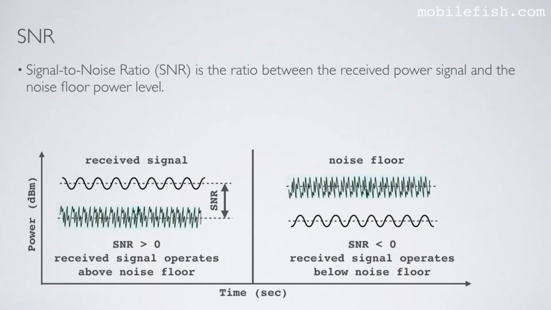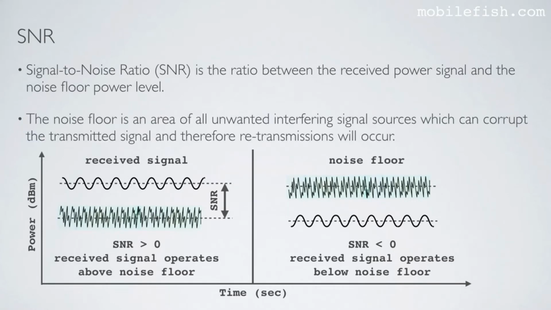The signal-to-noise ratio, or SNR, is the ratio between the received power signal and the noise floor power level. The noise floor is an area of all unwanted interfering signal sources which can corrupt the transmitted signal, and therefore retransmissions will occur. In this picture, you will see two situations. In this situation, the SNR value is greater than 0, which means the received signal operates above the noise floor. And in this situation, the SNR value is smaller than 0, which means the received signal operates below the noise floor.